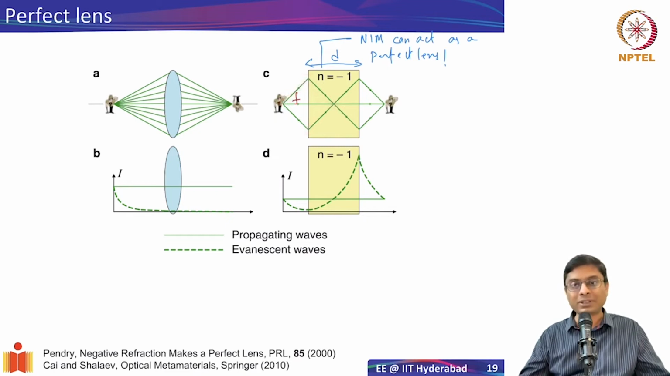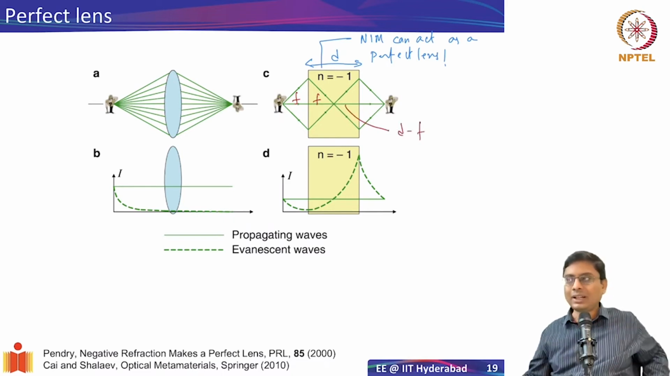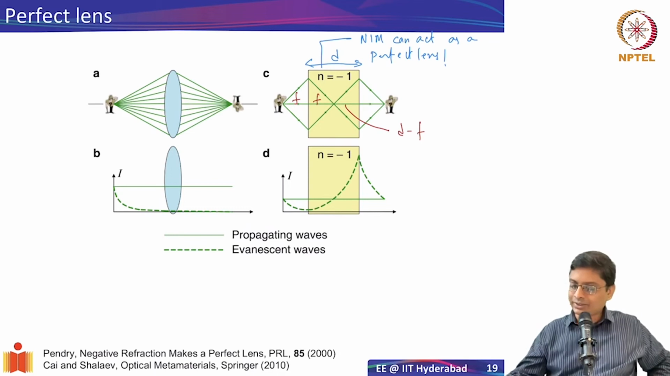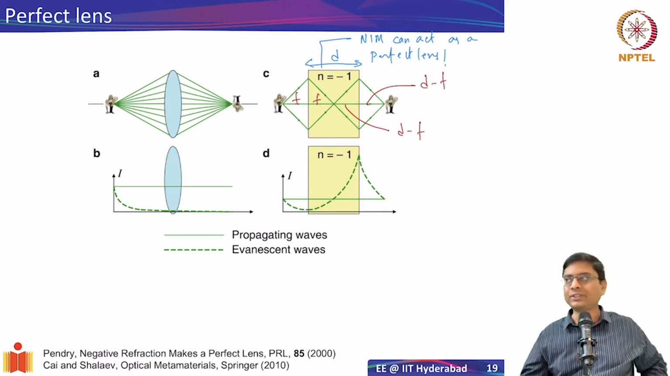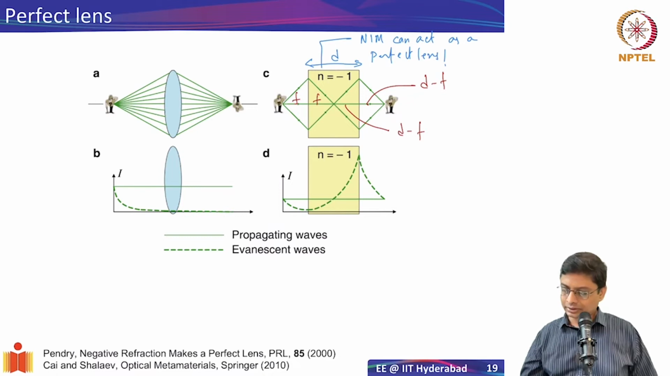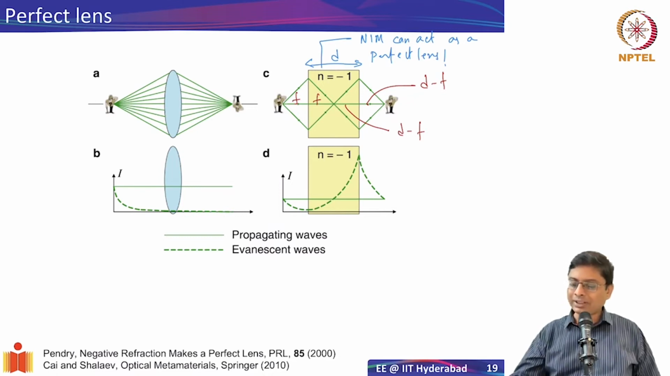Okay. And what will be the focal length? Well, it's simply going to be the opposite of it, right? So basically the focal length is going to be F here. And now if my thickness is D, this distance is going to be D minus F. So the waves will propagate back, and then you should again have D minus F. At a D minus F distance, the waves will converge back. So basically you get an image of the object at this side.